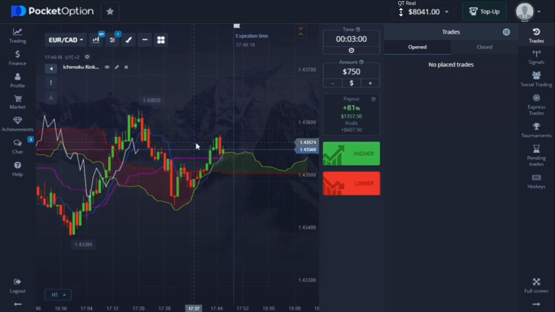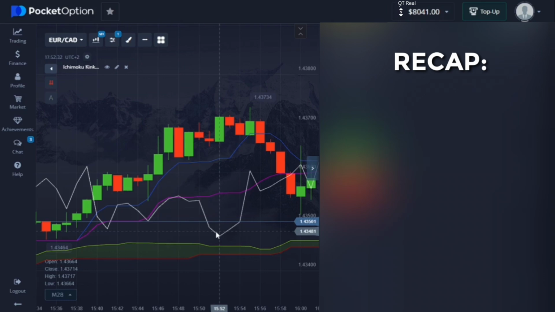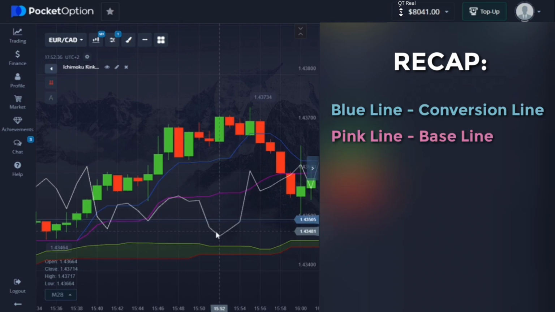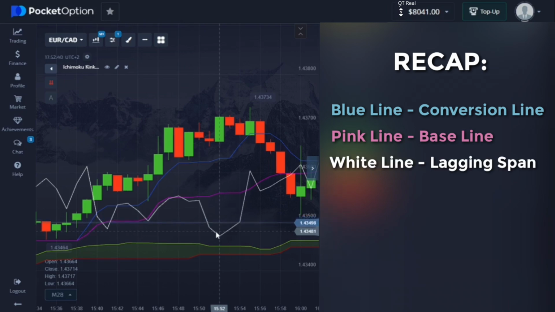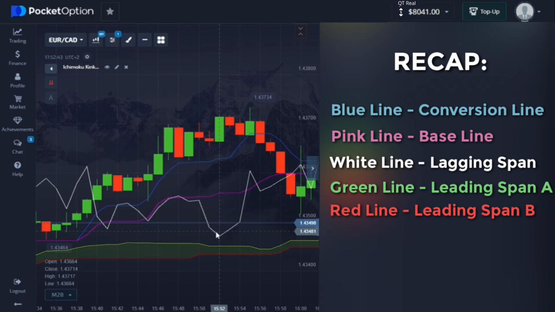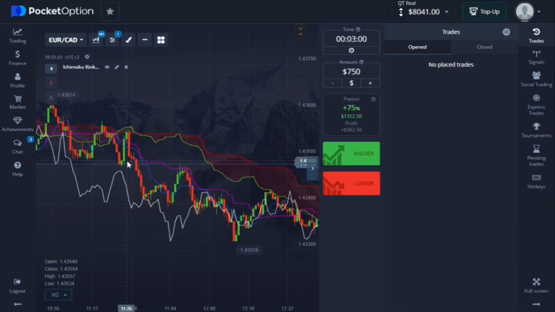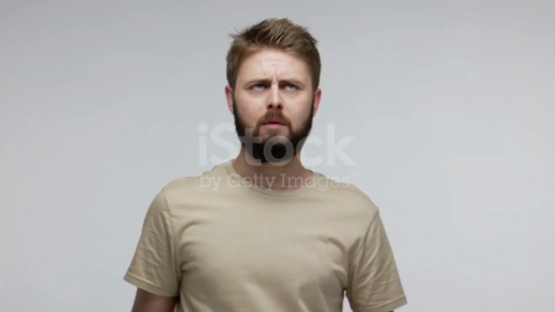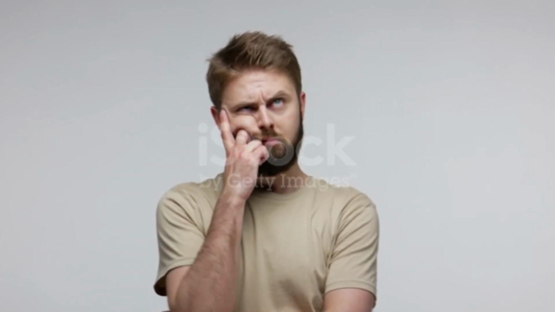Once you've made the changes to the indicator, it should look something like this, a lot cleaner and easier to read. Okay, just to recap, the blue line represents the conversion line, the pink line represents the baseline, the white line represents the lagging span, and the green and red lines represent the leading span A and B. Okay, so now that we have everything set up, you're probably wondering, how the hell does this strategy actually work?